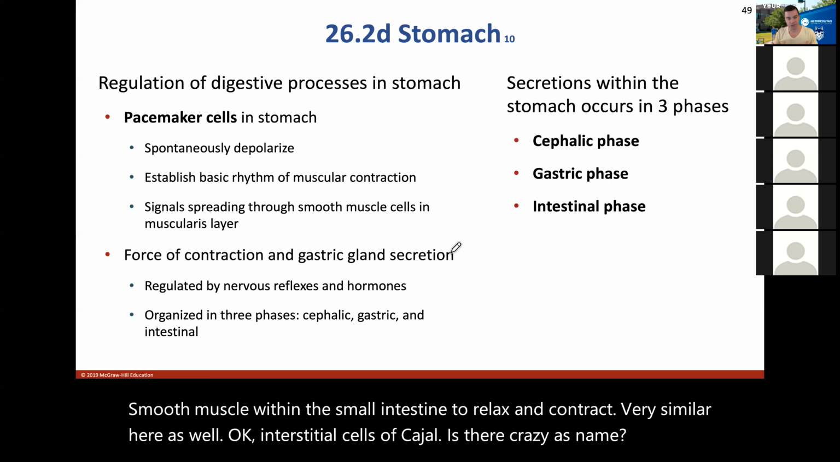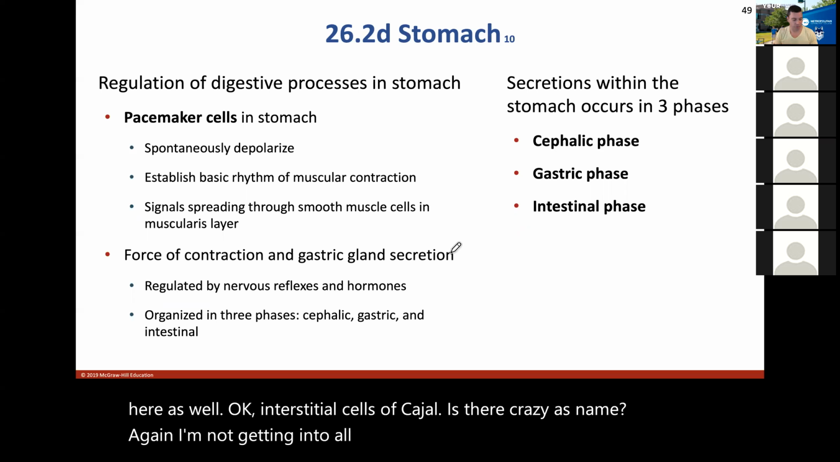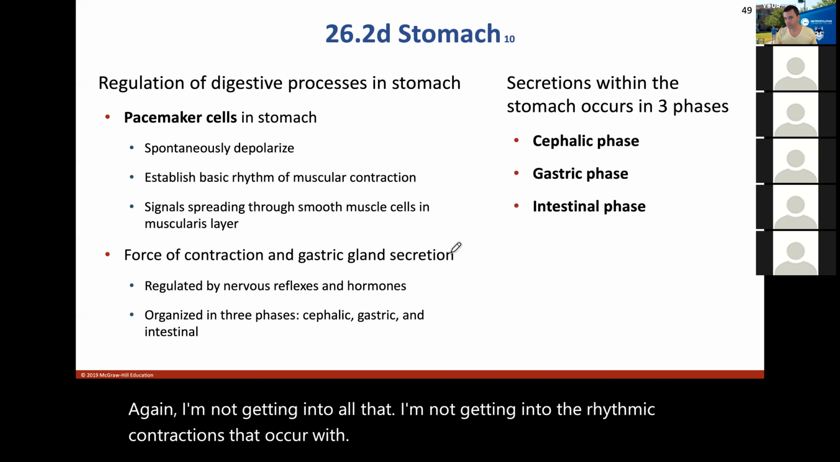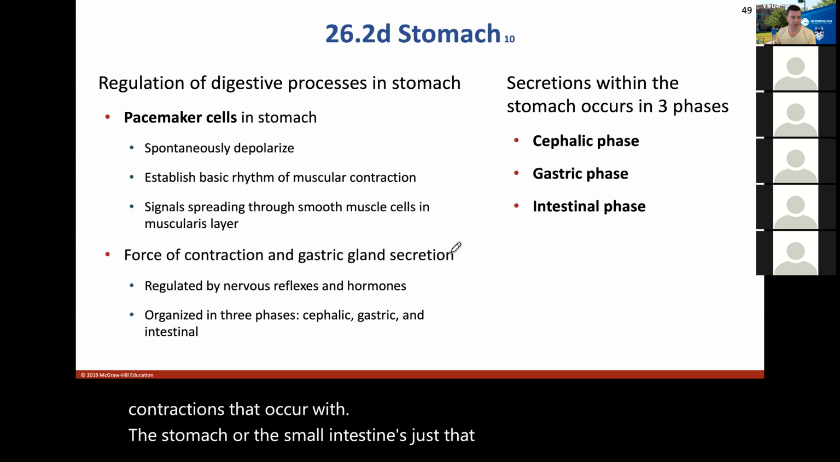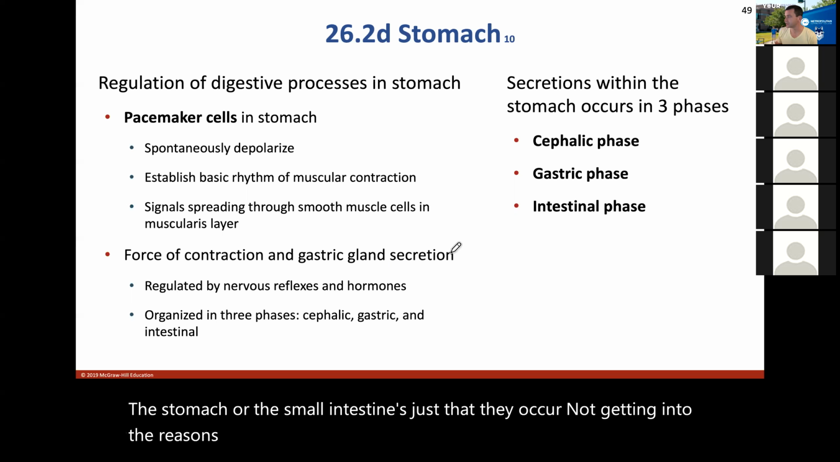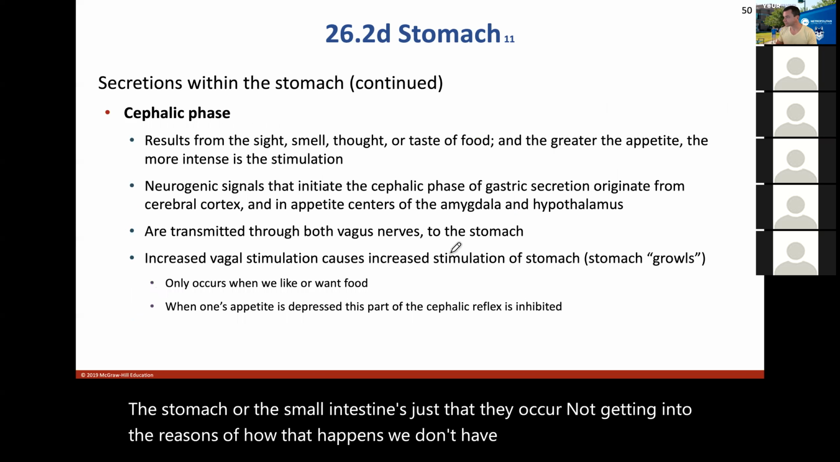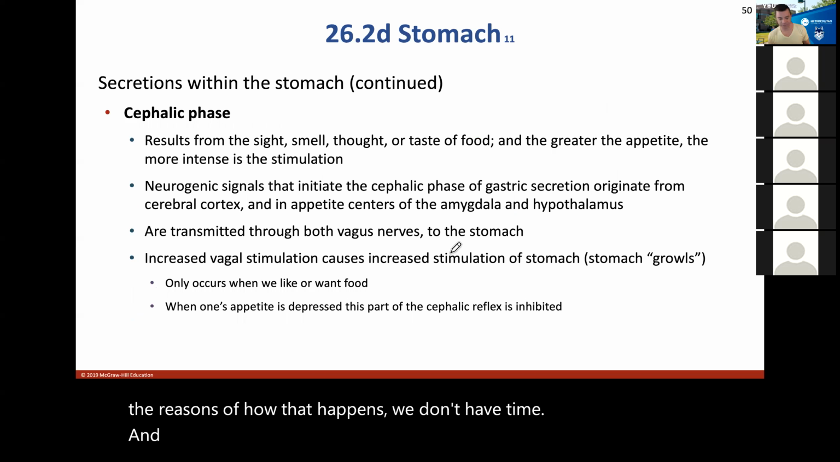Again, I'm not getting into all that. I'm not getting into the rhythmic contractions that occur with the stomach or the small intestines, just that they occur. I'm not getting into the reasons of how that happens. We don't have time, and it's not intuitive. It's very different from skeletal muscle and cardiac muscle.